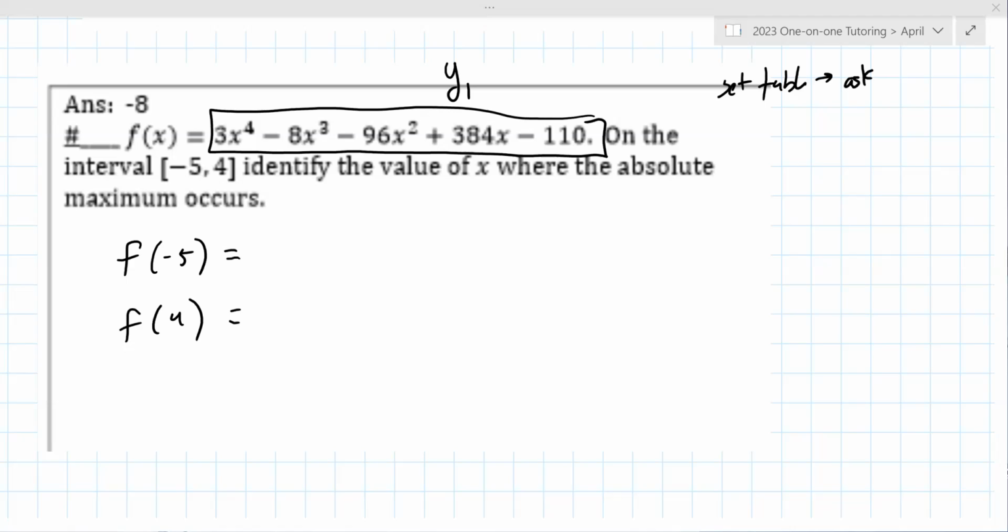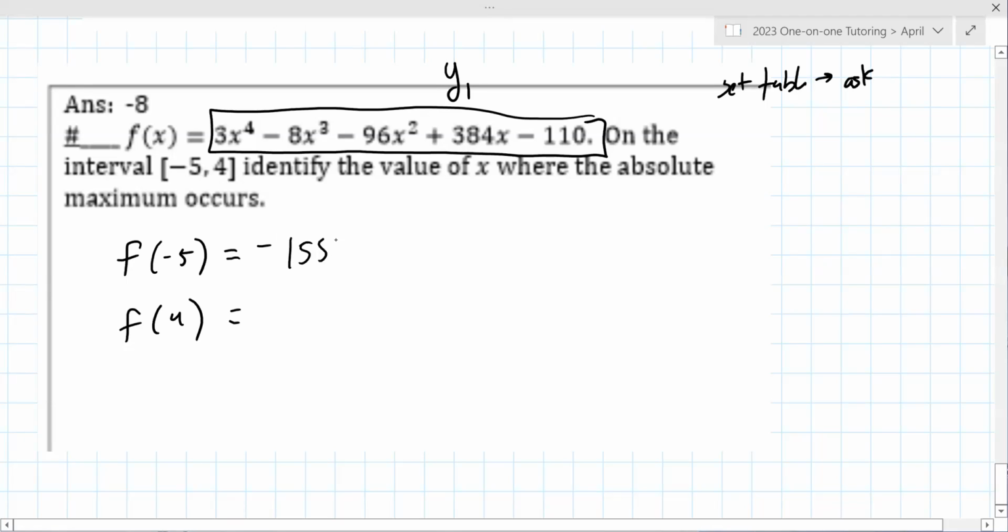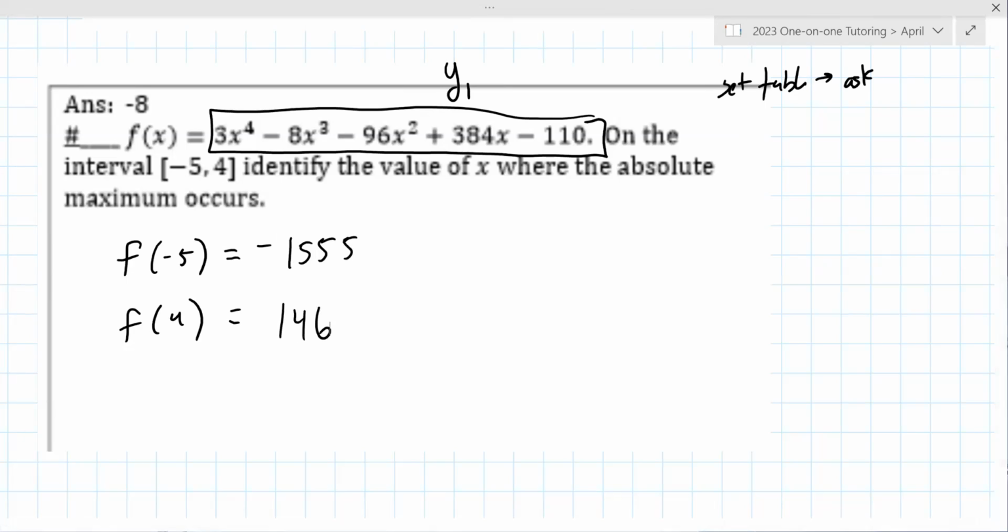For f of -5, I don't know if mine's correct. I got negative 3,555. So I got a different number, and these two numbers differ. I guess it's possible I made a mistake here as well. So let me take a look at my calculations.